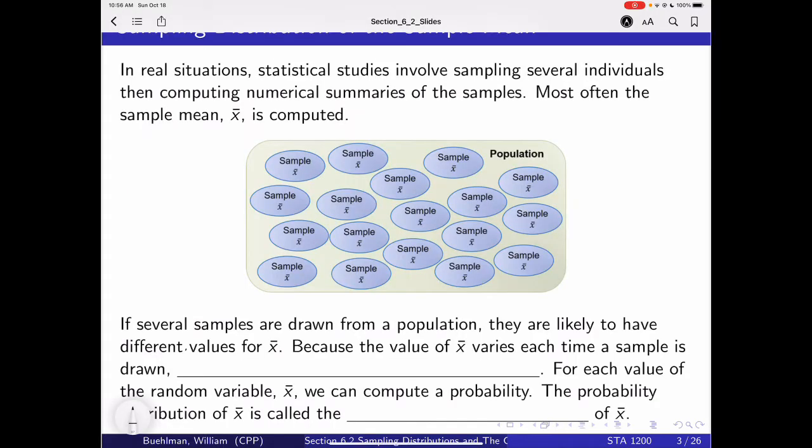In real situations, statistical studies involve sampling several individuals then computing numerical summaries of those samples. Most often, the sample mean X bar is computed. If several samples are drawn from a population, as above in the diagram, they are likely to have different values for X bar. Because the value of X bar varies each time a sample is drawn, X bar is a random variable.